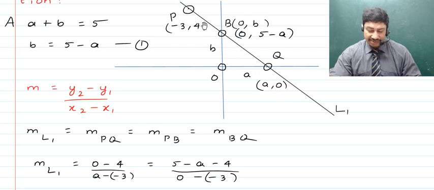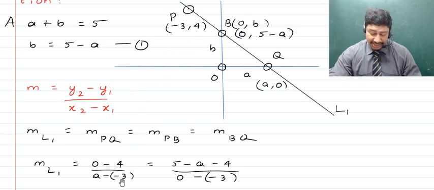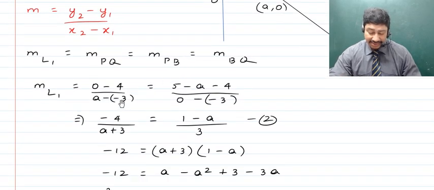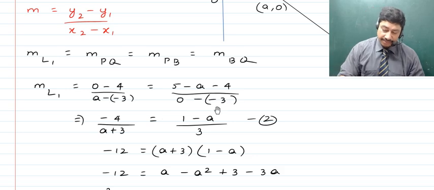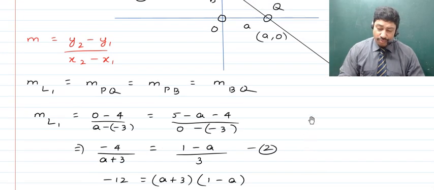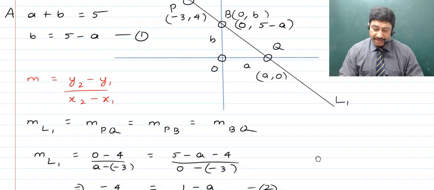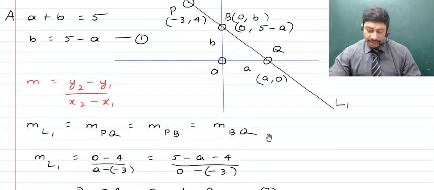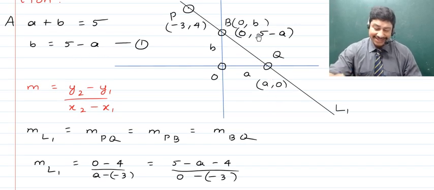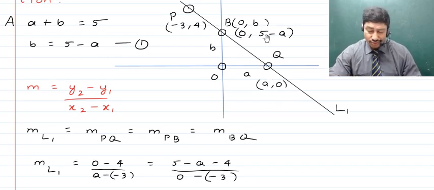So we have (0 - 4)/(a - 3), because we are subtracting, and as the abscissa has a negative sign, minus minus will become plus. As such, it will become a + 3 in the denominator, and in the numerator we have -4. Now we talk about finding the slope of P and B, right? For P and B, we now have b, which can be written as 5 - a. So the point is (0, 5 - a).